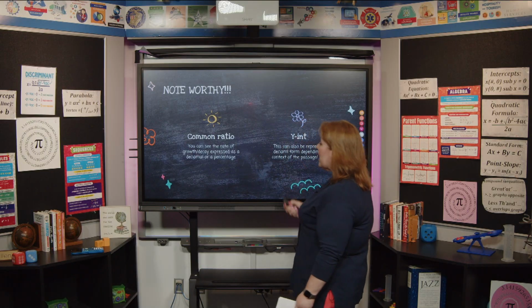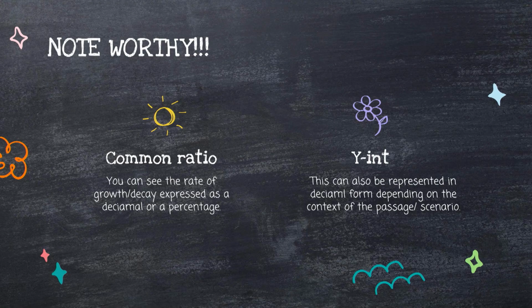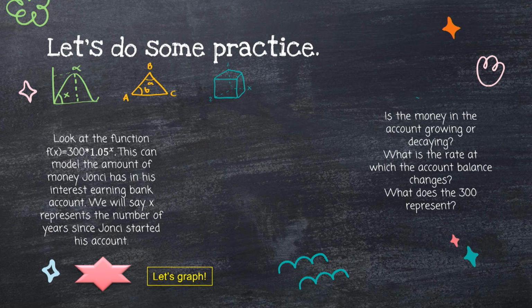You can see the rate of growth or decay expressed by either a decimal or a percentage, which we saw as a percentage and they changed it to a decimal. And then my y-intercept can also be represented in decimal form depending on the context of the passage or scenario. So it's always a good idea to make sure that you're reading that passage and annotating that passage that we've talked about. Let's do some practice.